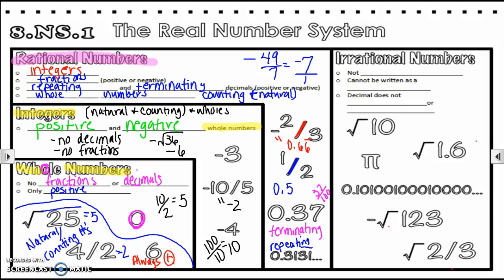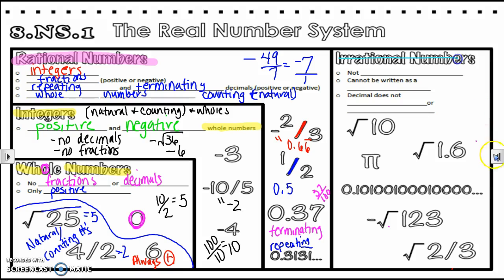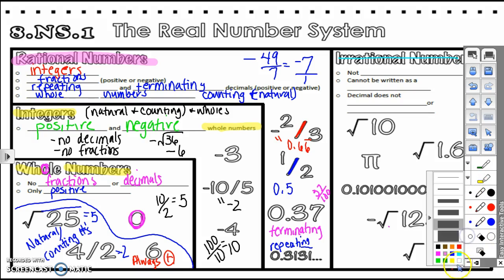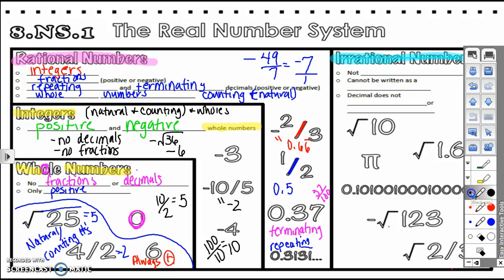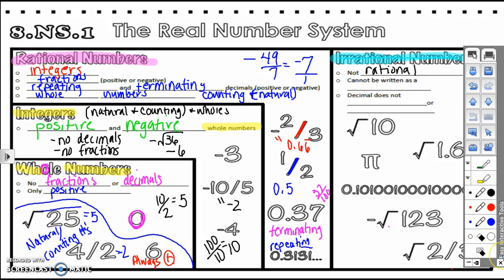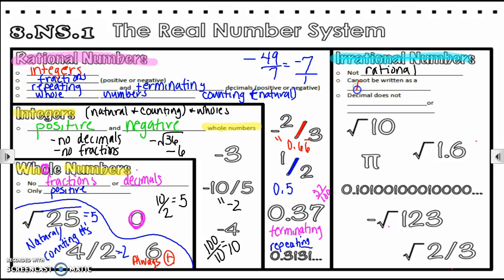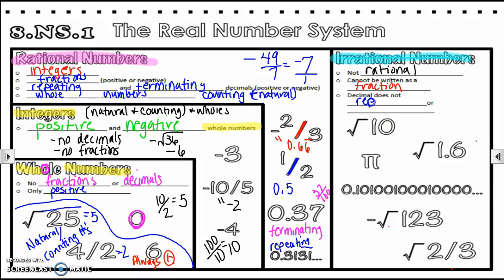So taking out your calculator again, our next group of numbers that we're going to take a look at are irrational numbers. Okay, so irrational numbers, these are what I call crazy numbers. They're not rational, but they are real. So everything we talked about so far are real numbers. They cannot be written as a fraction, and it's a decimal that does not repeat or terminate.